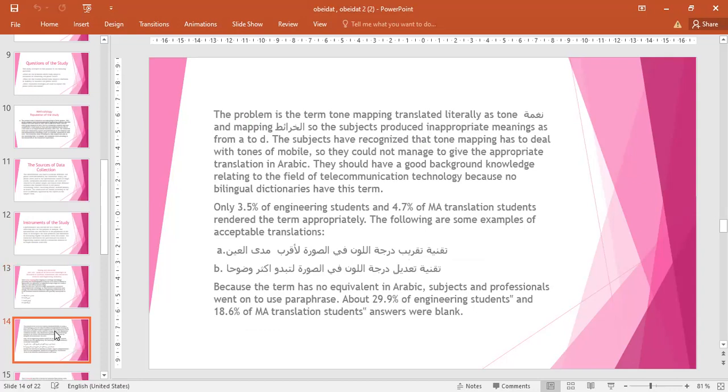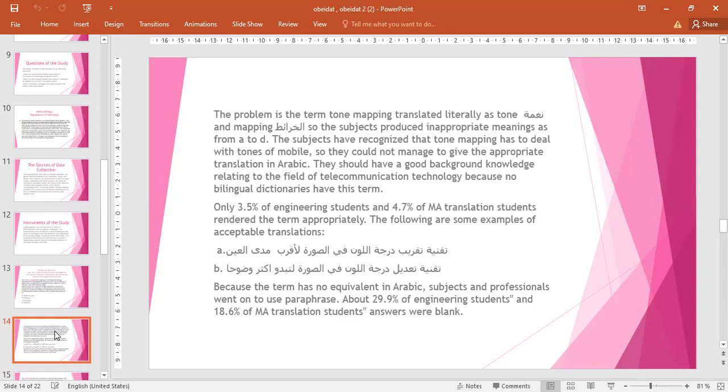The subjects recognized that tone mapping has to do with tones of mobile, so they couldn't manage to give the appropriate translation in Arabic. They should have good background knowledge relating to the field of telecommunication technology because no bilingual dictionaries have this term. Only 3.5% of engineering students and 4.7% of MA translation students rendered the term appropriately.